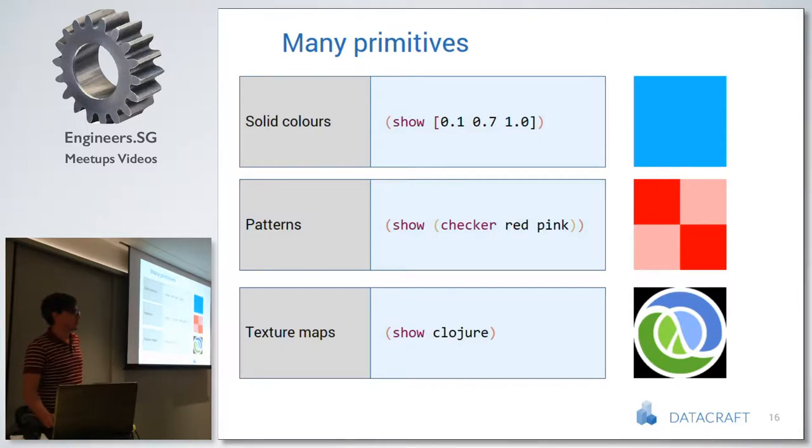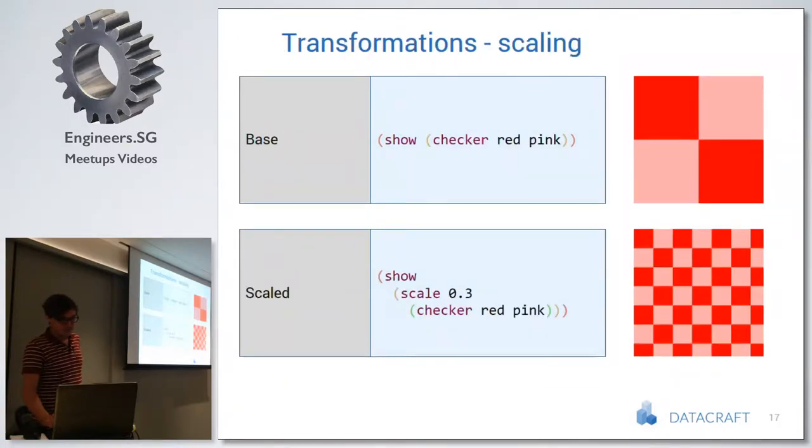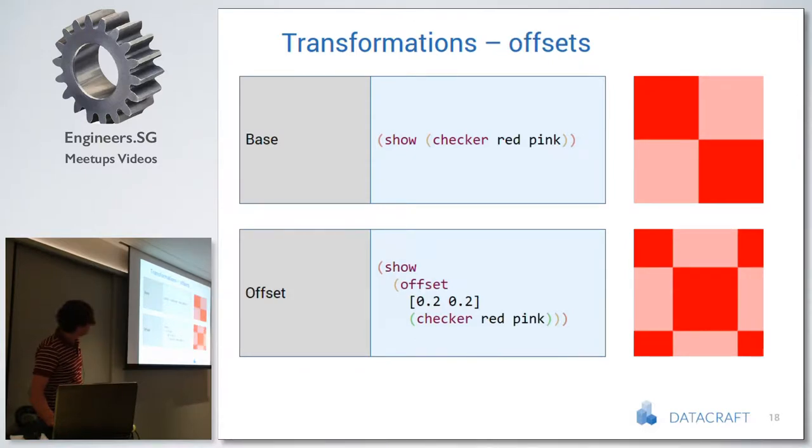And it gets more interesting when you look at some of the transformations you can apply to these primitives. So for an example is scaling. You can have a checkerboard of just red and pink. If I scale it by 0.3, it's going to shrink that checkerboard, so you get more of the checkers in the space of the image. And this is like a higher order function. The scale is transforming whatever else you put inside it and giving you the ability to compose these primitives together. You can also do offsets, which is just shifting the image to the side or up or down.